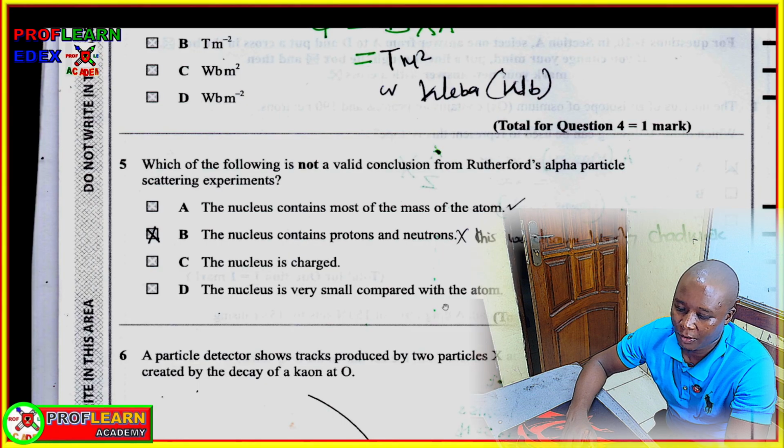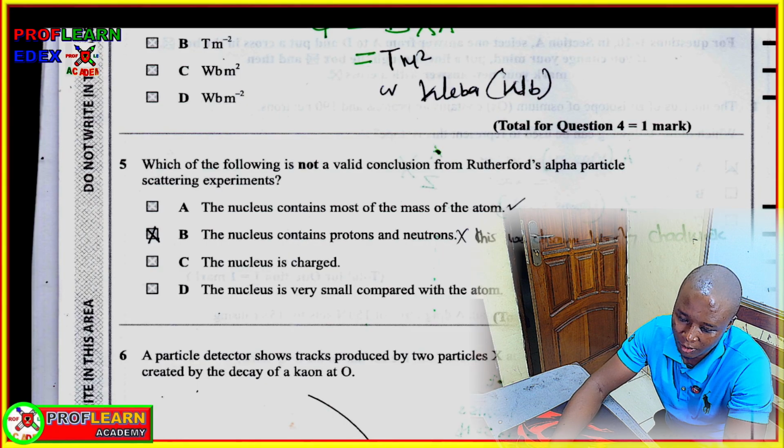Question number 5. The question is talking about Rutherford's particle experiments. In that case, we are asked which one of the following is not a valid conclusion.